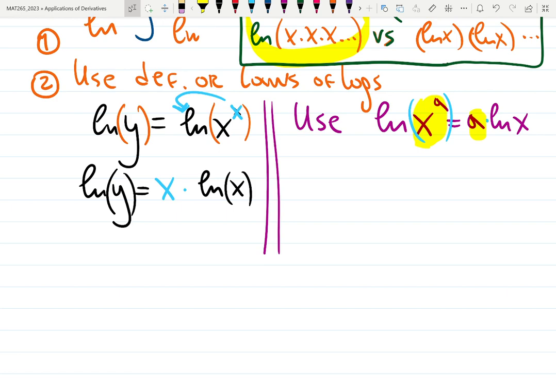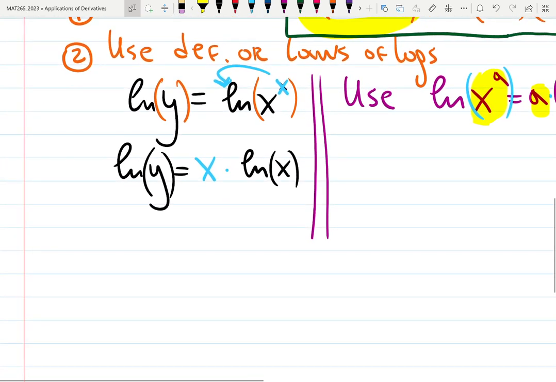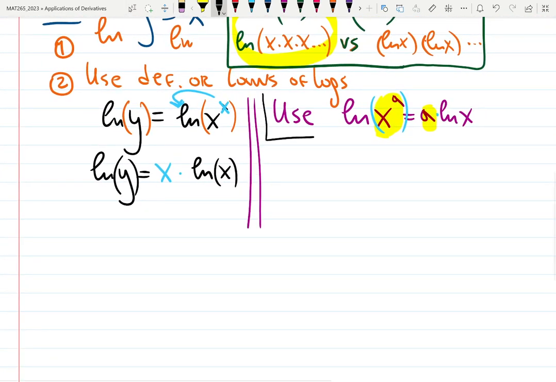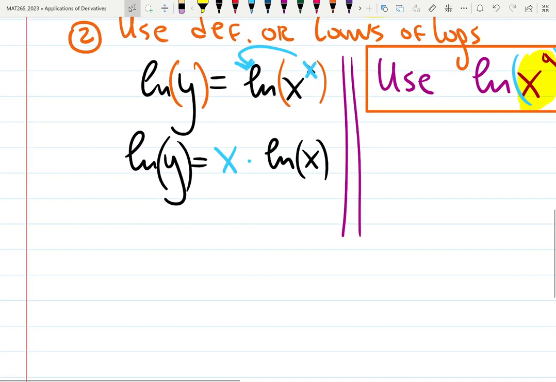Log and then x goes down, multiplied, using properties. And I put this here so you have a memory, good memory. I'm using the laws of logs, specifically this one with power. Okay, step 3, you start implicit differentiation.